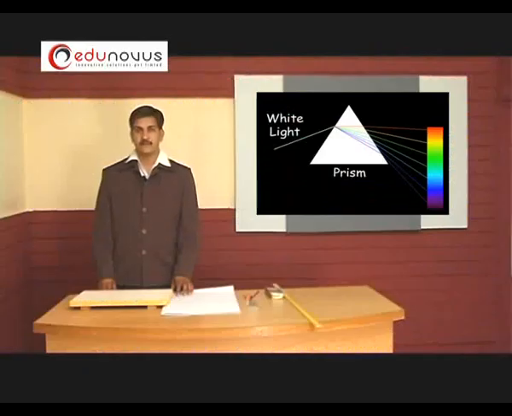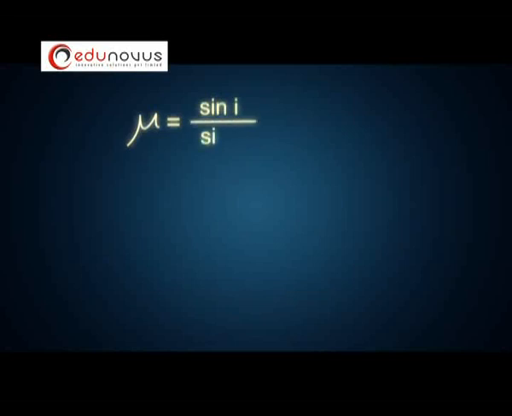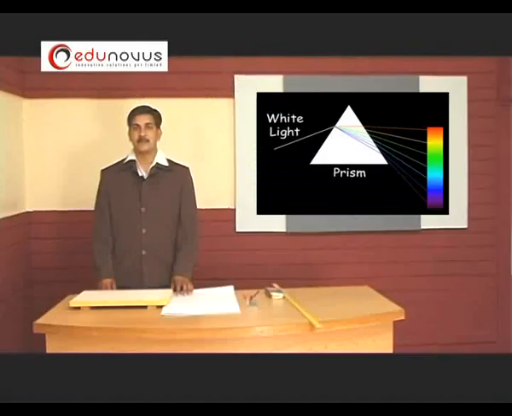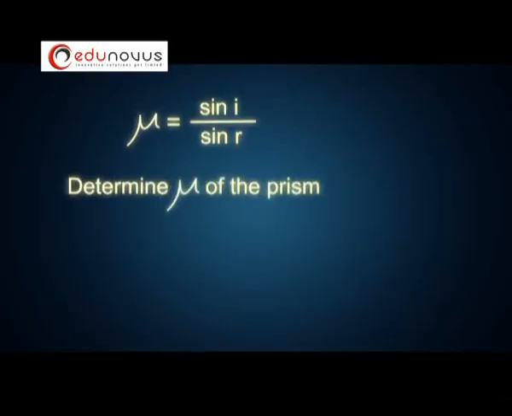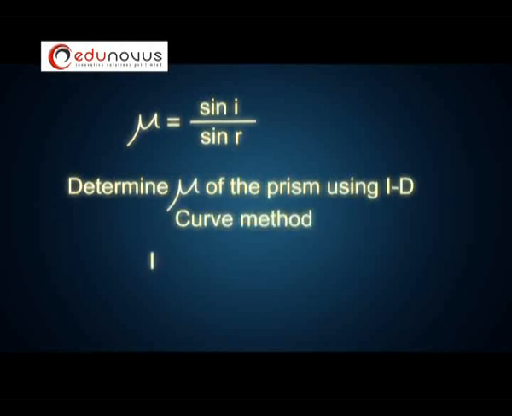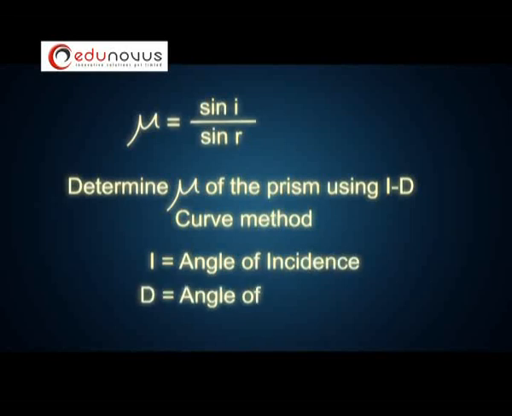The refractive index of any medium is defined according to Snell's law, the ratio between the sine of angle of incidence and the sine of angle of refraction. Refractive index of a given medium is represented as mu is equal to sin i by sin r. In this experiment, we are going to determine the refractive index of the material of the given prism using I-D curve. Here, i is the angle of incidence and D is the angle of deviation.